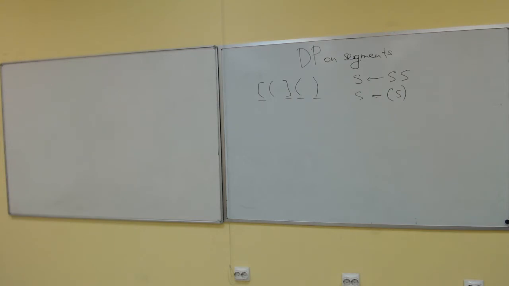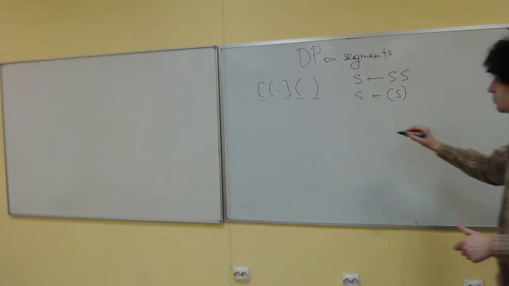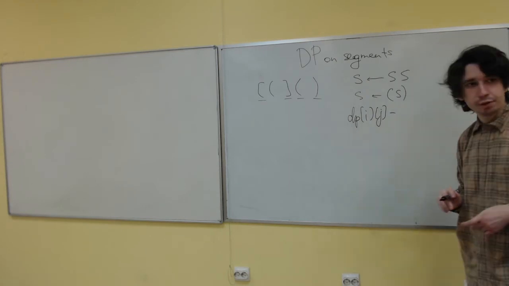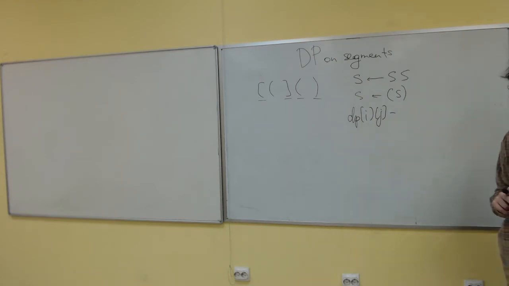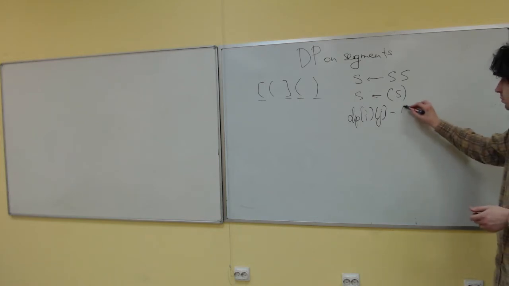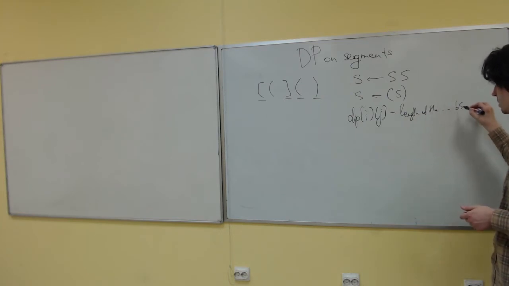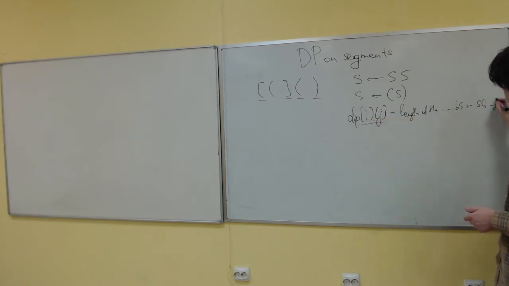Well, I guess if it's segments, we would have the matrix in our DP, dp[i][j], where i and j are the beginning and the ending of our segment. Okay, and what will we store there? There will be the length of the longest correct bracket sequence on this substring. Okay, good. We know the states.